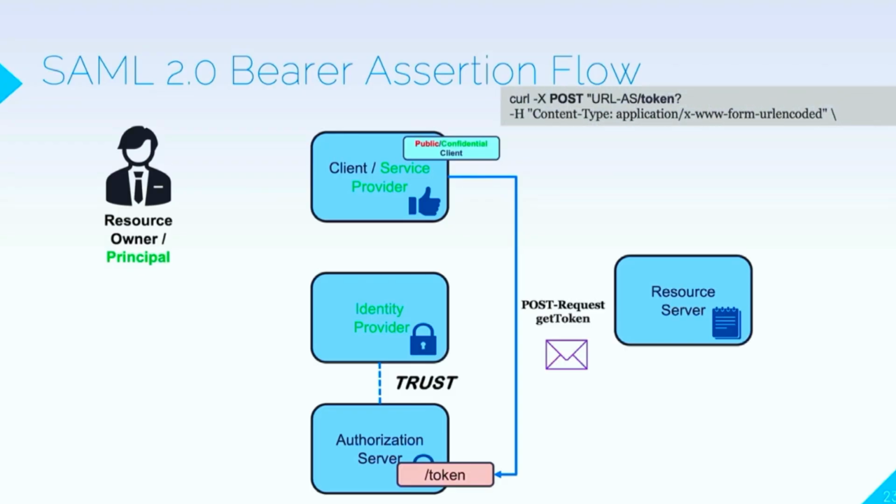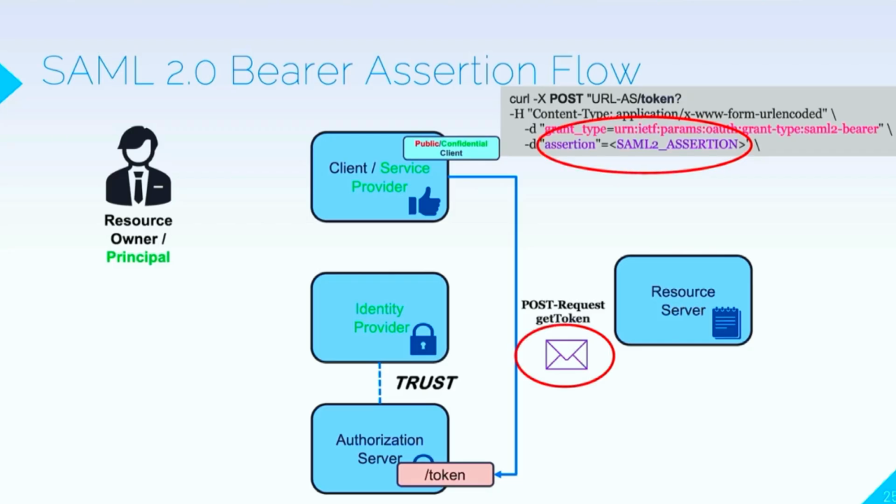Here's how the curl command looks. The client sends a POST request to the token endpoint. The content type is set to URL encoded form data. The grant type is set to SAML2 bearer, indicating the use of the SAML bearer assertion flow. The assertion parameter contains the SAML bearer assertion to be exchanged.